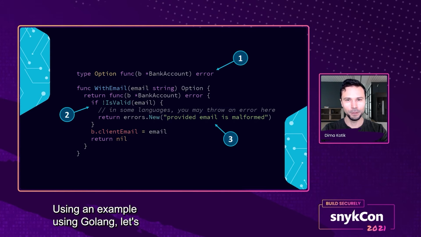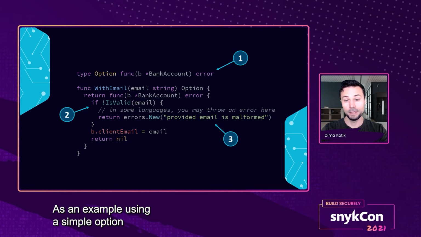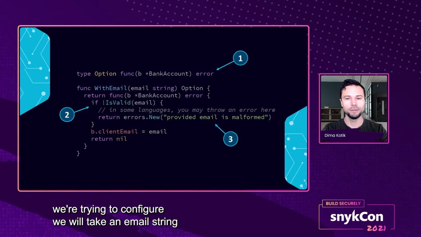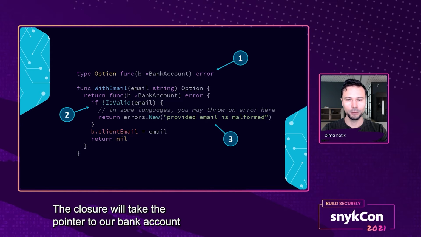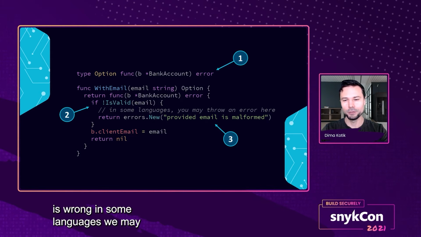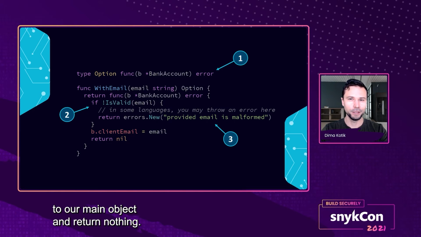Using an example in Golang, let's define a type called option. It will take a pointer to the object we're trying to configure and return an error. As an example, using a simple option called with email associated with our bank account we're trying to configure, we will take an email string and return a closure. A closure will take the pointer to our bank account and validate, first of all, the email. We will return an error if something is wrong. In some languages, we may want to throw an error here. If everything went well, we will assign the validated email to our main object and return nothing.